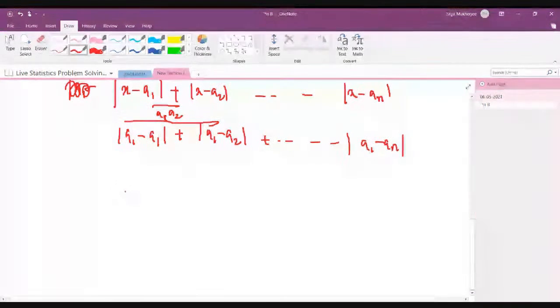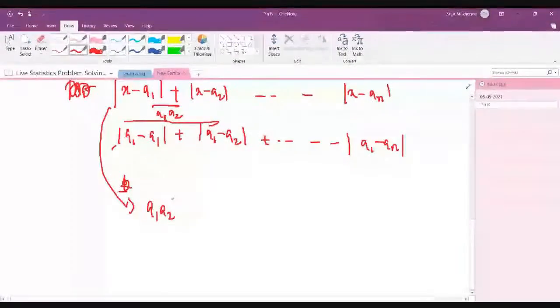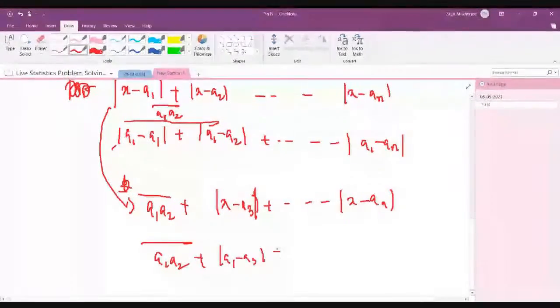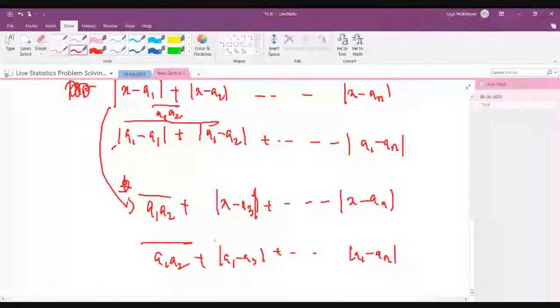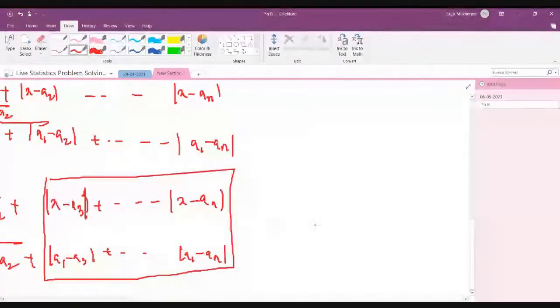So let me come back to both of these. The first one is a1 a2 length plus x minus a3 plus dot dot dot x minus an. The second one is also a1 a2 length plus a1 minus a3 dot dot dot a1 minus an. Now we have to understand which is greater. So the a1 a2 part is the same. Try to understand the diagram again: a1 is here, x is here, a2 is here, dot an is here.